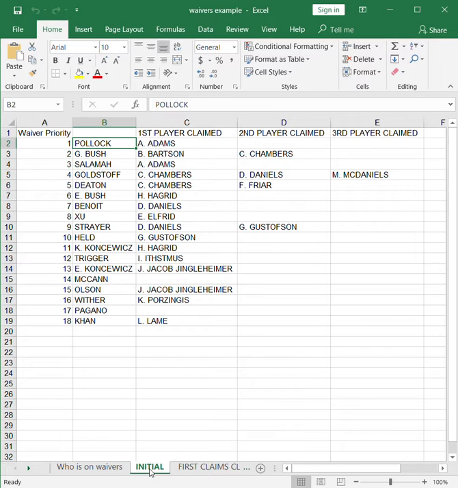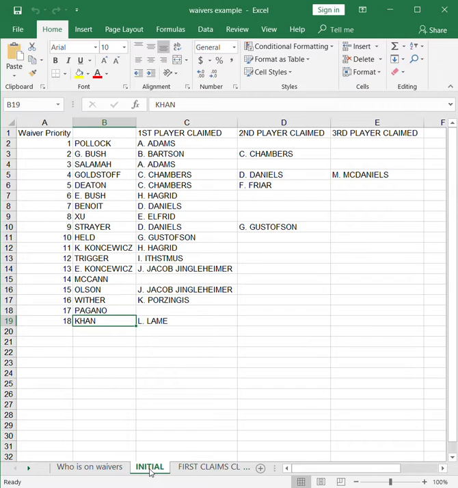This, no matter what we decide to do, whether we change our system or not, will not change. The first waiver claim will always go to whoever had the worst week. So in this situation, B-Paul's lost and scored the lowest amount of points, so he's given first waiver priority. Gary was second worst, so second lowest points, also lost. Second lowest waiver priority, all the way down to Talib, who won and had the most points, so he has the 18th waiver priority.